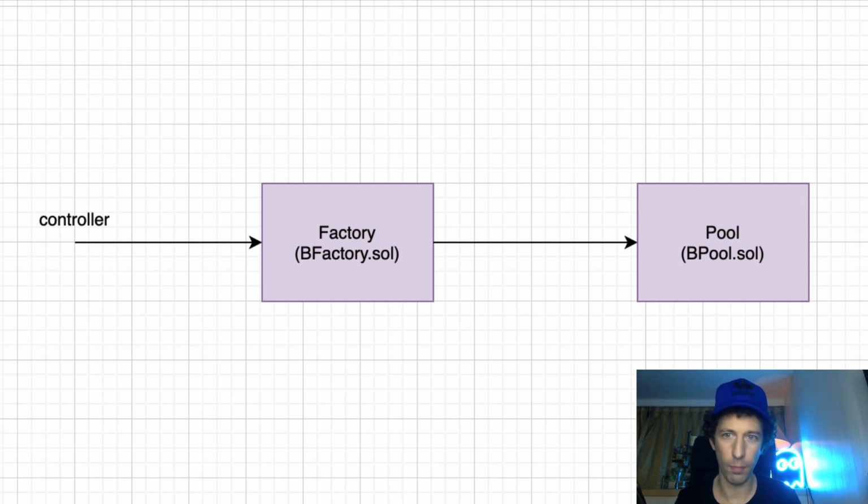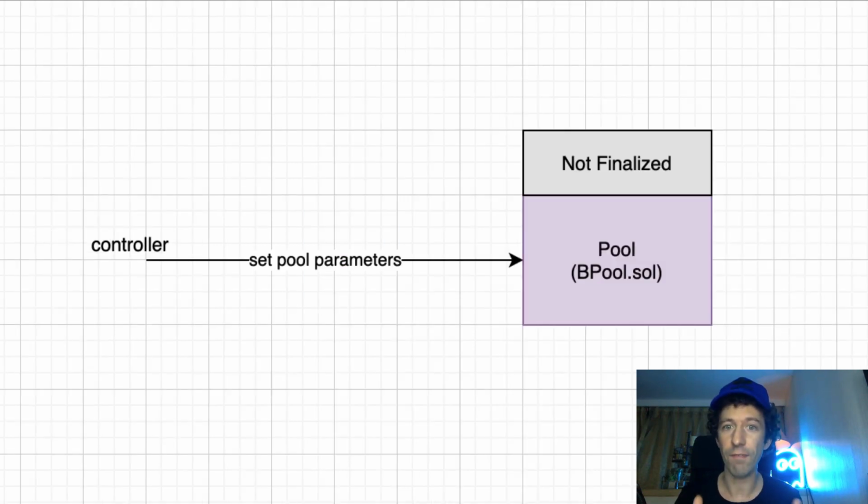Anybody can create a pool by using the BFactory contract. When you create a new pool, it creates a new smart contract and registers its address in the BFactory contract. It also registers the address that initiated the transaction. That's the controller of the pool, and it has some special rights. After a pool has been created, it's in a state called not finalized. The controller is the only address that can interact with the pool while it is not finalized.